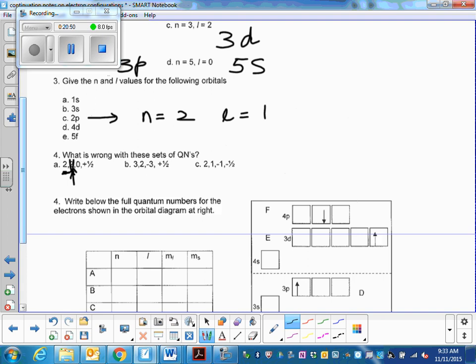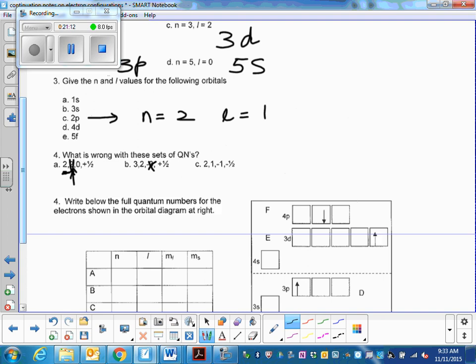The principal quantum number is 2. The next quantum number is fine. It says it's 3d. Can you have a negative 3? No. It varies from minus L to 0 to plus L. That is wrong. What about this set of quantum numbers?